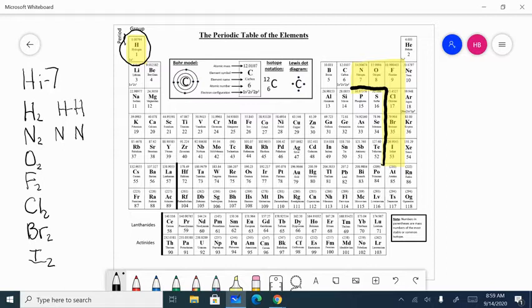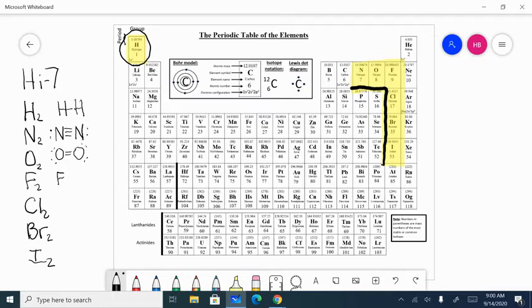Nitrogen has 5 valence electrons. In order to get the 8 that it wants, it needs to share 3 more, like this. Oxygen has 6 valence electrons. In order to get the 8, it has to share 2, like such. And it has a double bond in between it.